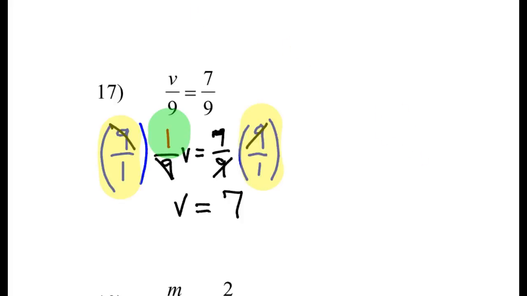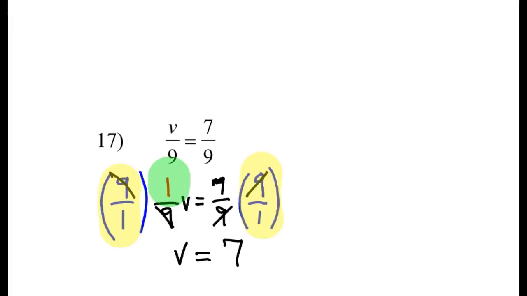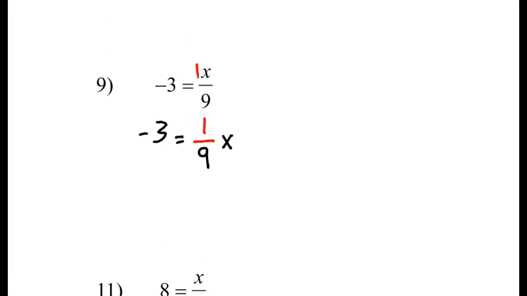Okay. So I'll do just the two others that we already started, and I'll let you guys go. So like right here, you just multiply by its reciprocal, which is 9 over 1. Again, both sides.